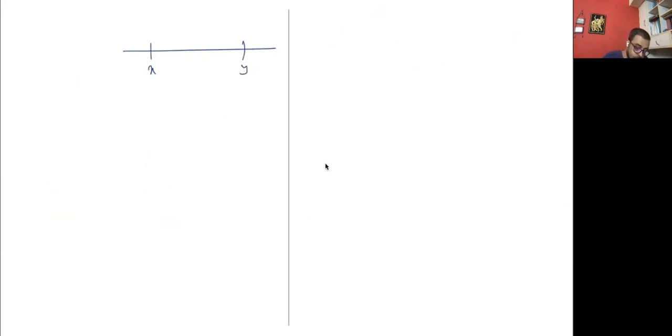Okay, so first, just to make things a little simpler, if x is less than 0 and y is greater than 0, so 0 sits in between, then there's almost nothing to do, right? This is going to be a rational which sits between the two. So you're done. So this case is trivial.